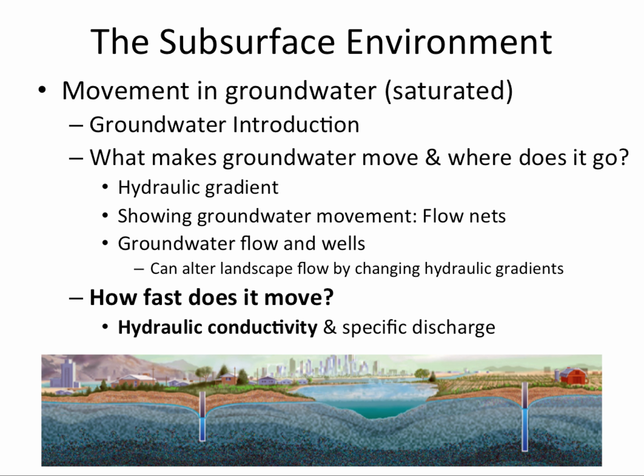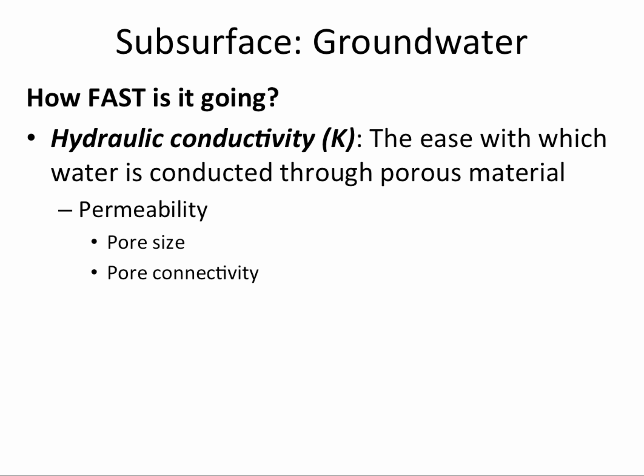We're concerned with how fast water is going to move through a soil. The first thing that we need to talk about then is hydraulic conductivity. The strict definition of hydraulic conductivity is the ease with which water is conducted through a porous material like soil. It really depends on permeability. Permeability in turn depends on pore size and pore connectivity.